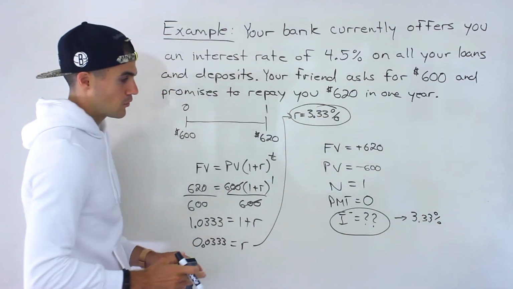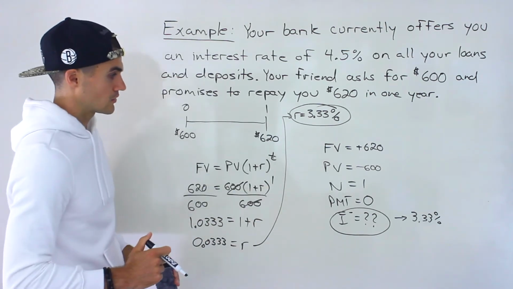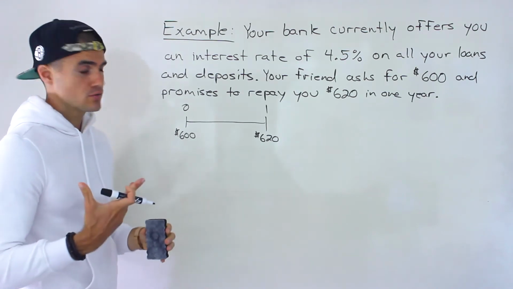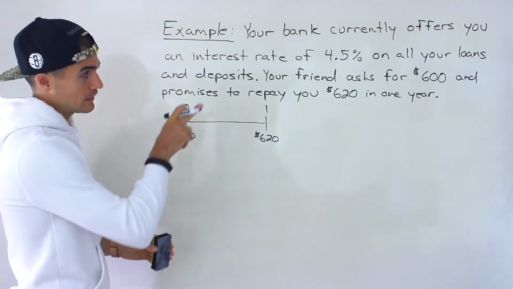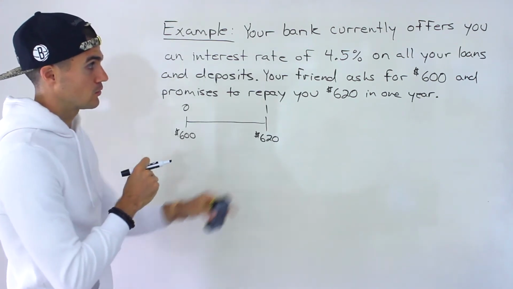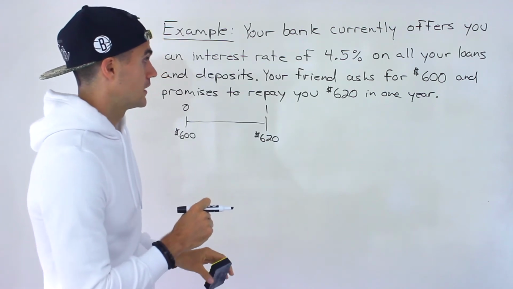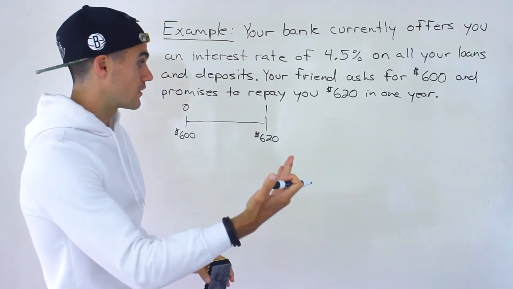Right, so for number 1, that's how you do it algebraically, that's how you do it with the financial calculator. Now moving on to number 2, they're asking if instead of lending to your friend the $600, you deposited it in the bank, which is offering you 4.5%. They're offering you a higher rate. What would you receive in 1 year then?